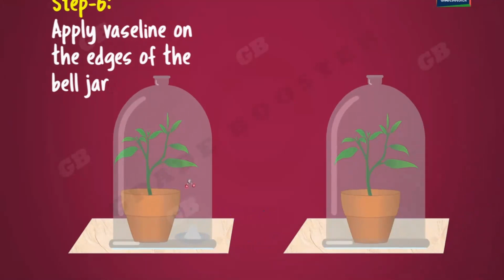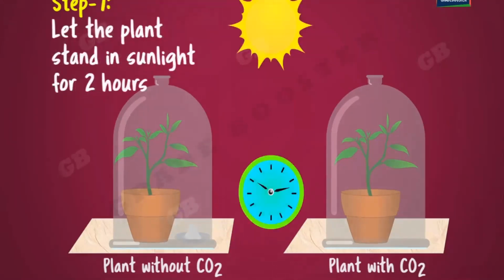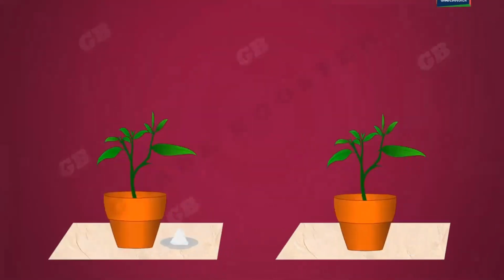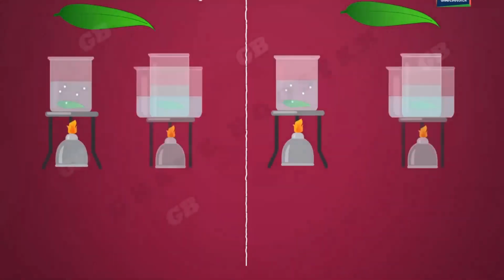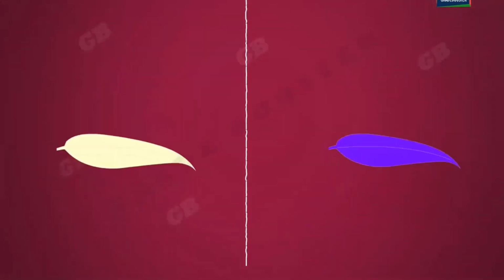And we'll see that in the setup in which KOH was placed, the first setup, this plant will not have CO2 in that bell jar because the entire CO2 will be absorbed by KOH. Whereas the other plant, which doesn't have KOH placed nearby, will be able to perform photosynthesis. So pluck one leaf from both of the plants and then follow the same procedure by boiling them in water, then in alcohol, then dip them in iodine solution.